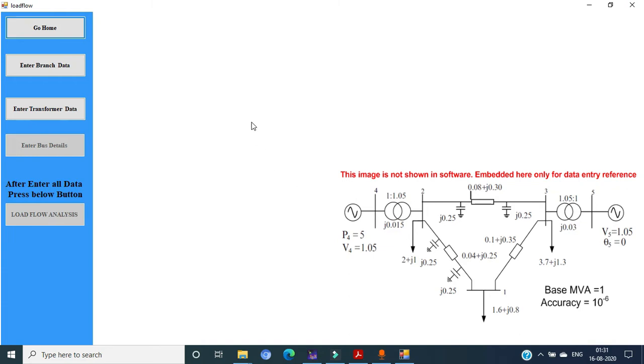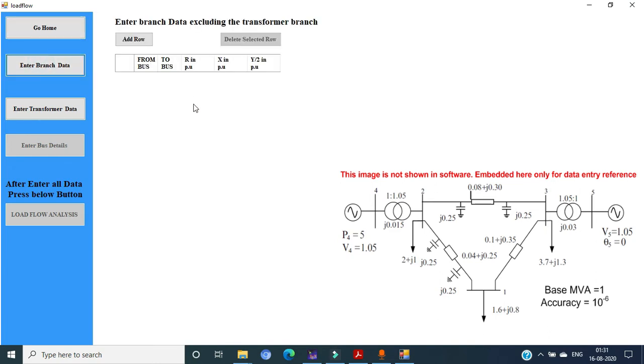Now we want to enter the branch data excluding the transformer details. First of all, click on the enter branch data. Here 3 branches are there without the transformers. Enter all those details. First of all, click add row icon. So the from bus is 2, the to bus is 3, the resistance of the corresponding branch is 0.08 and reactance is 0.30. Similarly, the shunt admittance is 0.25.